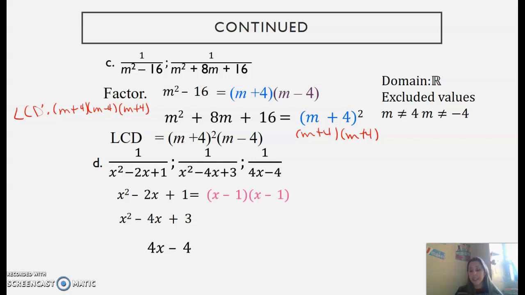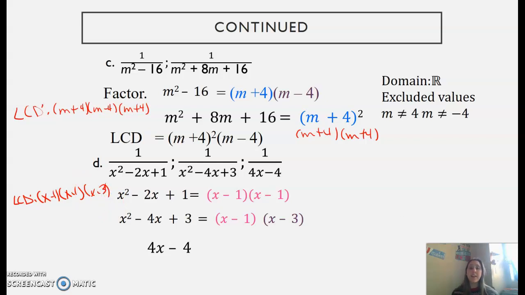So if I were writing an LCD, the first thing I would do is write everything that's in that first fraction. x minus 1, x minus 1. Everything that's there. Second one, what are the factors of 3 that add to negative 4? Well, that's going to be negative 1 and negative 3. Well, I already have at least one x minus 1, so I'm going to go ahead and not write it again, but I don't have this x minus 3. So I'm going to have to write x minus 3.